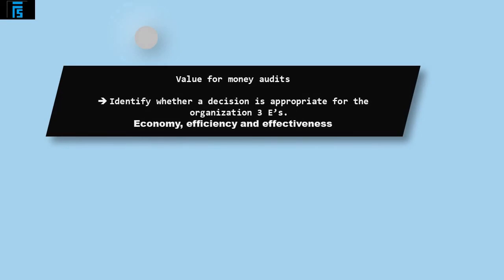Value for money audits. This is to identify whether a decision is appropriate for the organisation. This could include a new product, service, or even whether to go ahead with a new supplier. They will review the 3 E's: the economy, the best price, the efficiency, the best use of resources, and effectiveness, the best result, to help decide whether to go ahead with the plan.